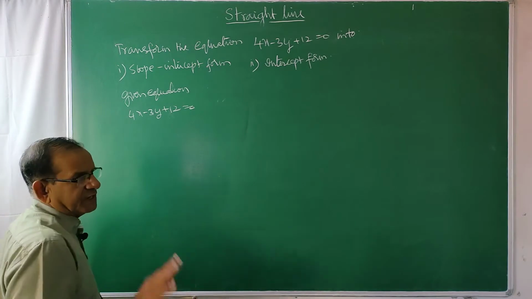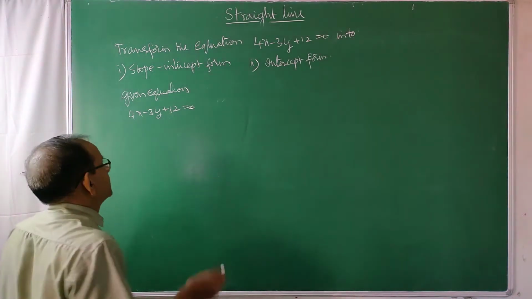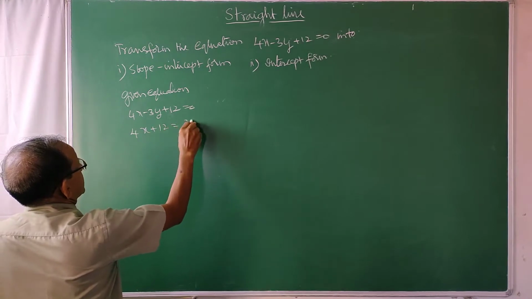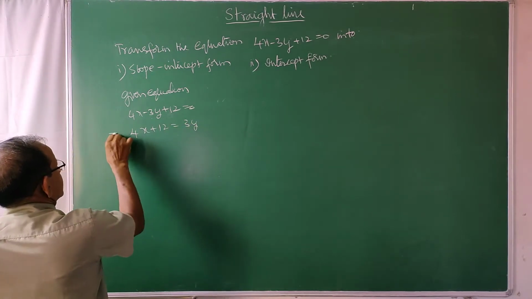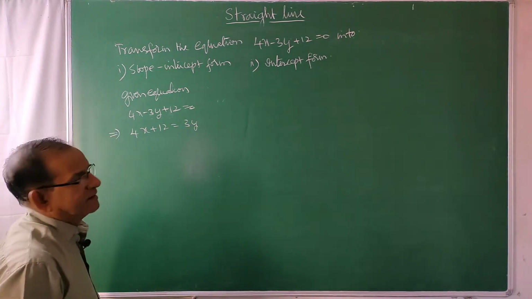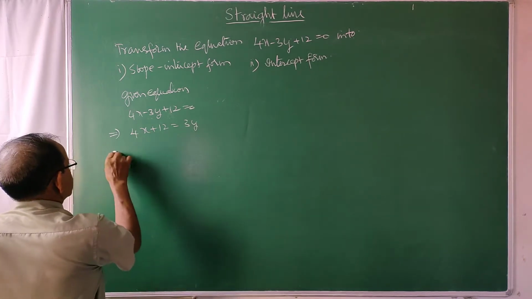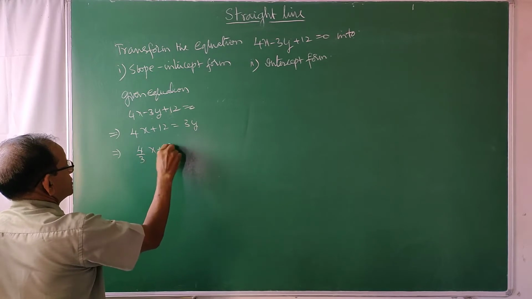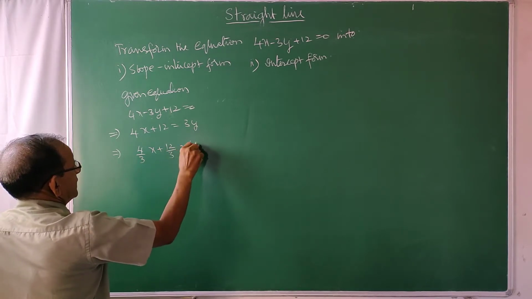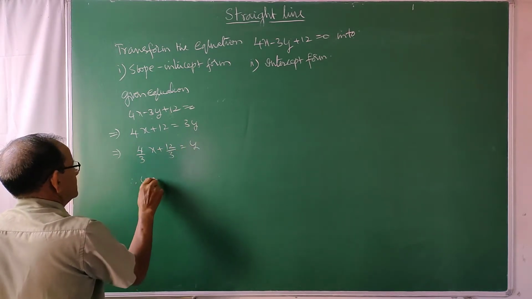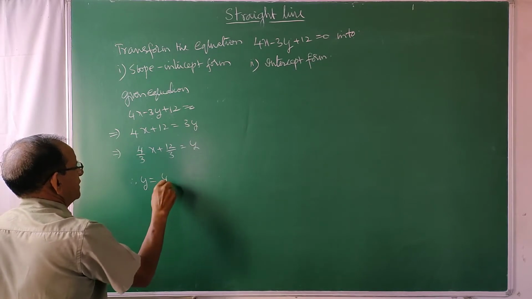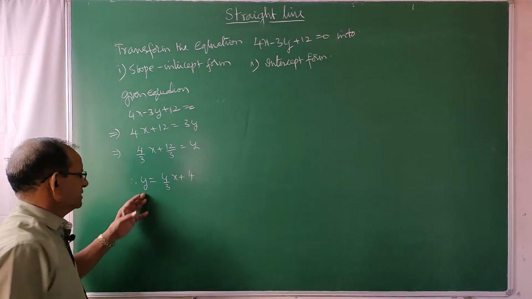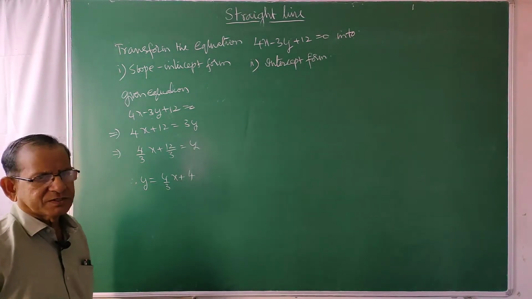Now y should be on one side, the other term should be on the other side, that is 4x plus 12 is equal to 3y. First, bring 3y to the right side. Then what is y? Divide both sides by 3. That implies 4 by 3 into x plus 12 by 3 is equal to y. Therefore, y is equal to 4 by 3 into x plus 12 by 3, means 4. Now it is in the form of y is equal to mx plus c.